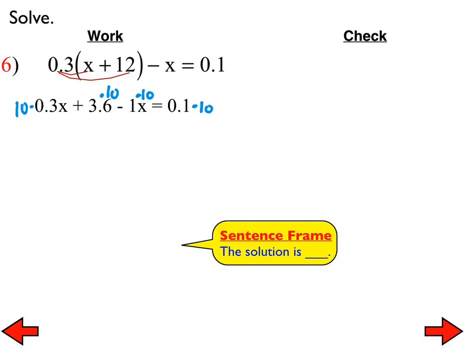Now, 10 times 0.3x is 3x. 3.6 times 10 is 36. Negative 1x times 10 is negative 10x. And 0.1 times 10 is 1.